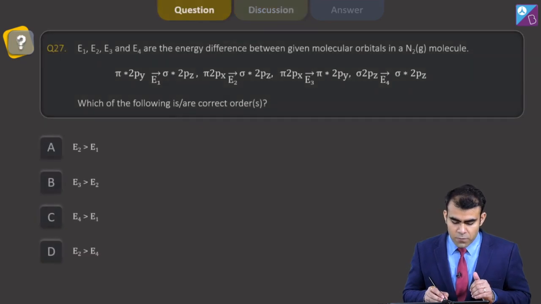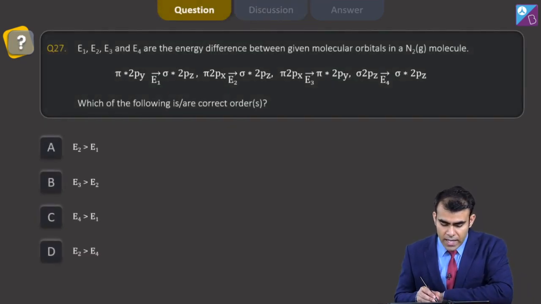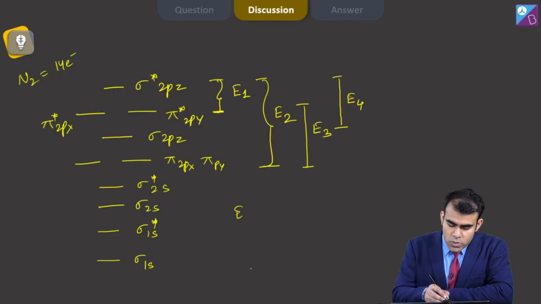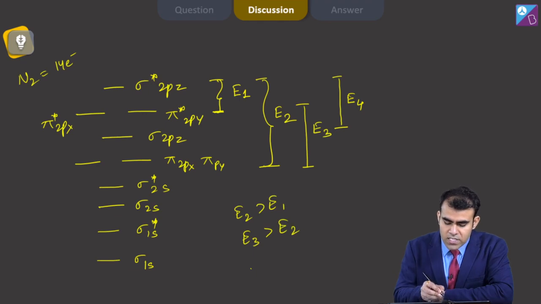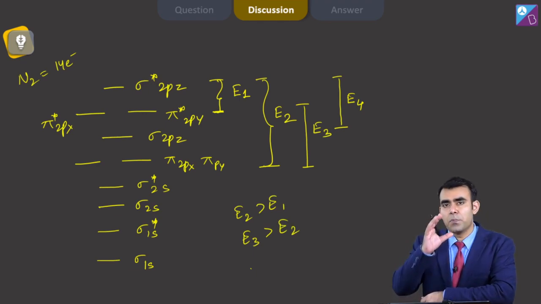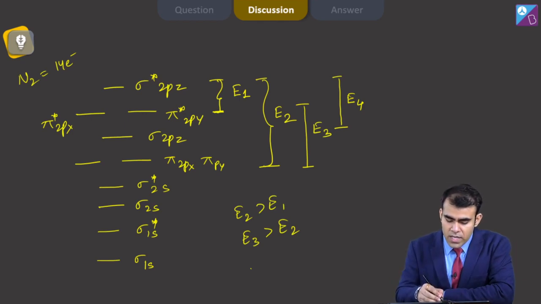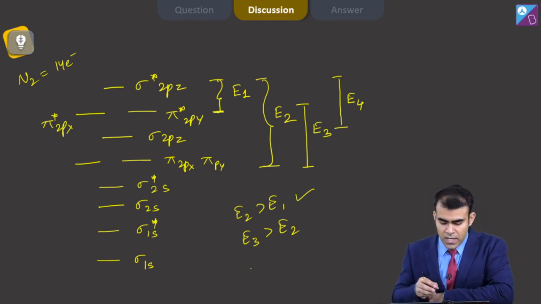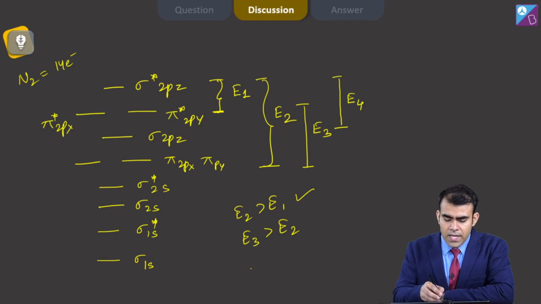So first option is E2 greater than E1, and next is E3 greater than E2. Let's check these two options. You can see that E2 is much higher than E1, so yes, this statement is correct. Then E3 greater than E2. We can see from the energy profile diagram that E3 is lesser than E2. So this statement is incorrect.